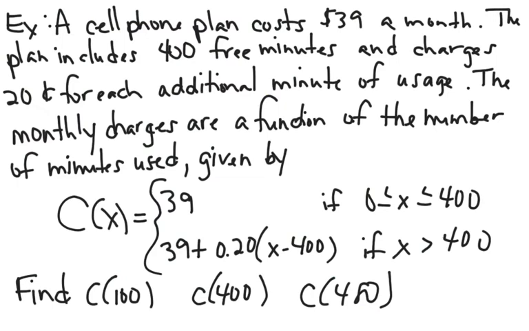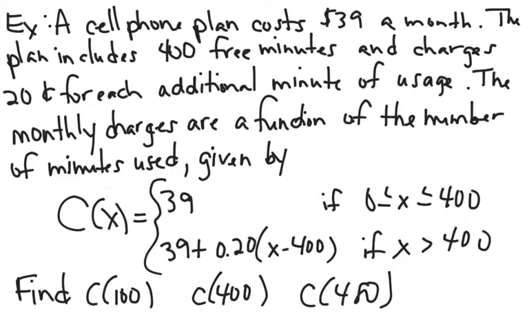Here's a practical application of a function, plugging a number into a function. A cell phone plan costs $39 a month. The plan includes 400 free minutes and charges 20 cents for each additional minute of usage. The monthly charges are a function of the number of minutes used, given by this piecewise function. C of x is equal to 39 if x is anywhere between 0 and 400. And C of x is equal to 39 plus 0.20 times (x minus 400) if x is greater than 400. Find C of 100, C of 400, and C of 480.